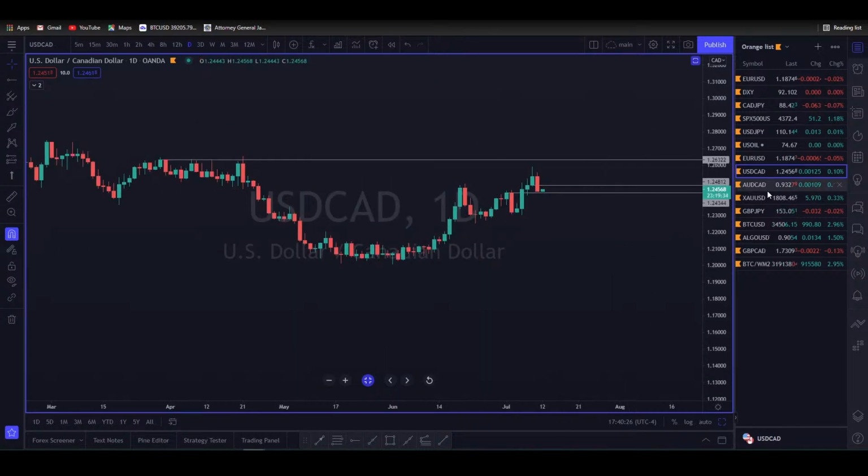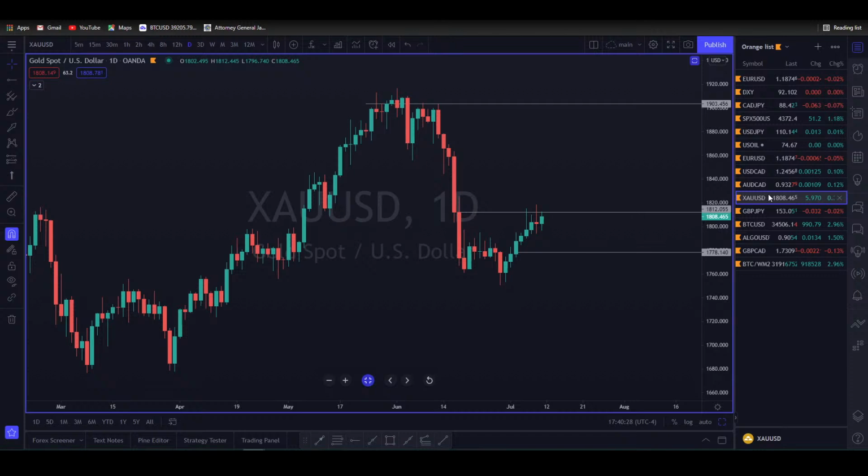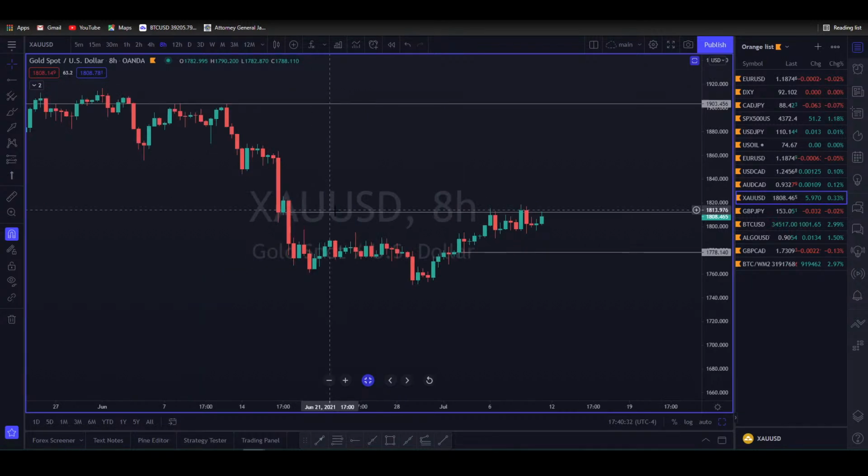Let's go look at gold real quick, as I do know there are some gold bugs in the house. Here is your 8-hour time frame. There is your 8-hour high level, aka supply zone. You can see that there have been multiple attempts to get above that, but unable to do so.